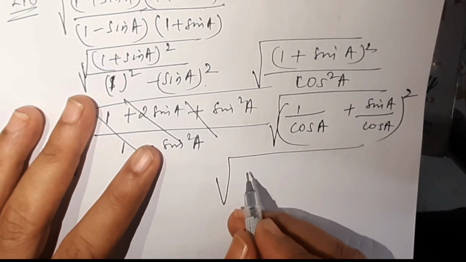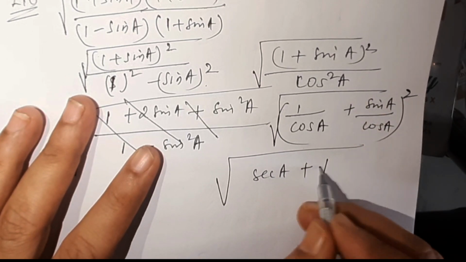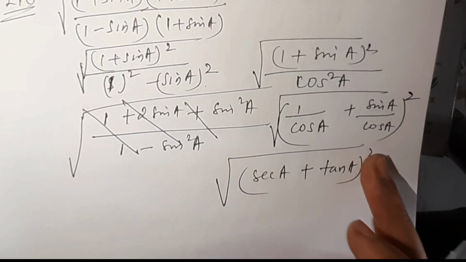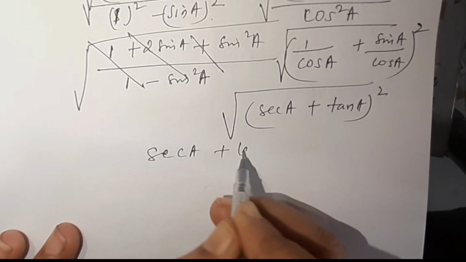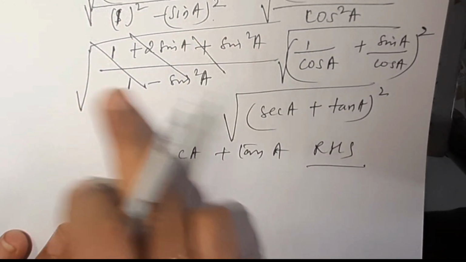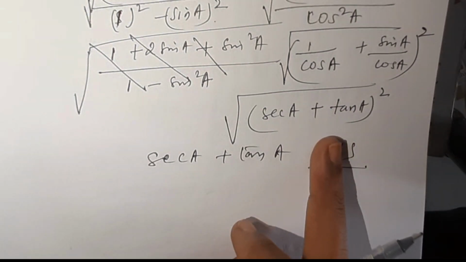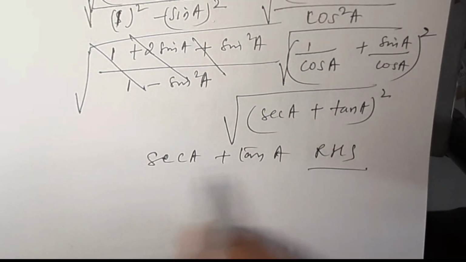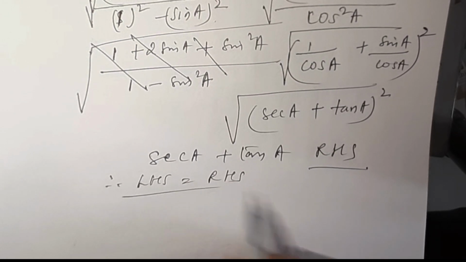Now 1 upon cos is sec and sin upon cos is tan. The whole term is in square form, so square and root both will get removed. Thus the final answer is sec A plus tan A, which is our RHS. If you go this way, the question will be a little lengthy. So if you convert the terms into cos, the sum will become a little smaller and you can easily complete it. Thus LHS and RHS both are equal.